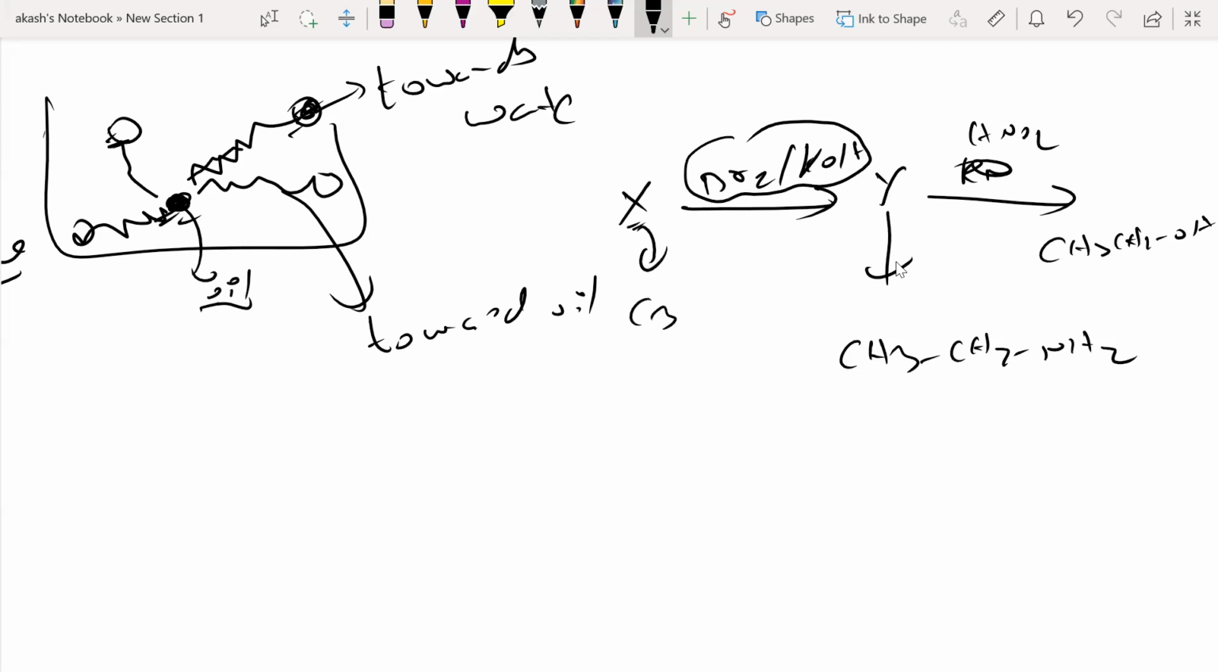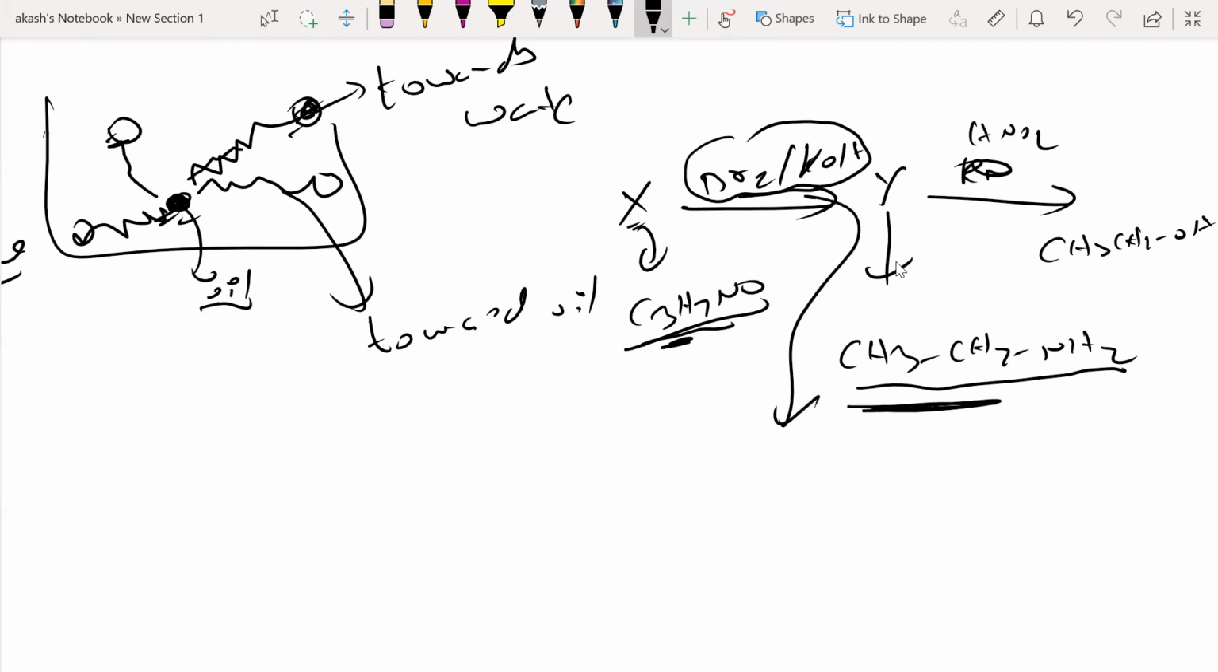Now, you see, I am putting Br2 in the presence of KOH on some compound, and this compound is C3H7NO. So I have some compound X and I'm putting Br2 in the presence of KOH. I'm getting an amine. And see very carefully, here I have 3 carbon atoms, here I have only 2 carbon atoms. What is this reaction? Yes, Hoffmann bromamide. This is the Hoffmann bromamide reaction.